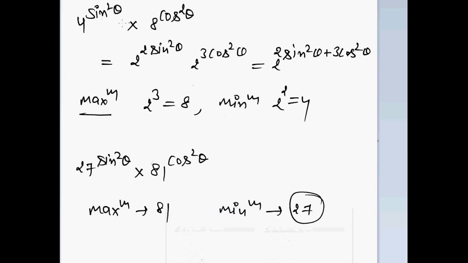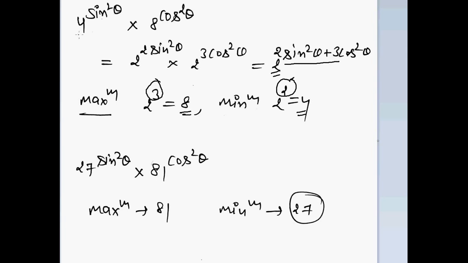See, 4 raised to power sin square theta multiply by 8 raised to power cos square theta. I can write this as, base is same, power can be added. Already solved. Maximum value is 3 and minimum value is 2. But in this case also you can apply the previous trick.